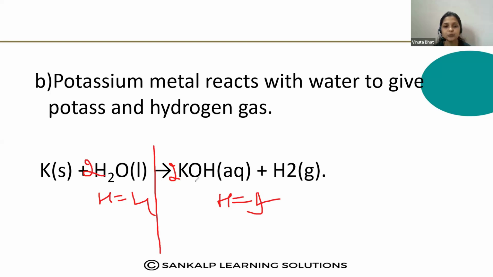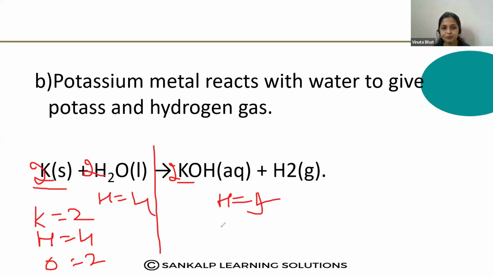Here potassium you have to balance. So here 2 oxygen, here also 2 oxygen atoms, and potassium, that is 2. So if you add 2 here, here also 2 potassium. K, that is potassium 2, hydrogen 4, then oxygen 2. Then here hydrogen 4, potassium 2, oxygen also 2. Now it is balanced.